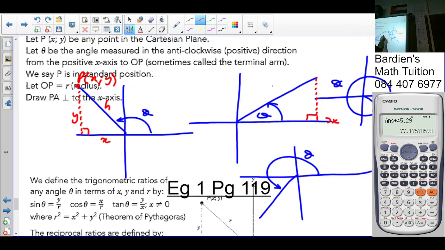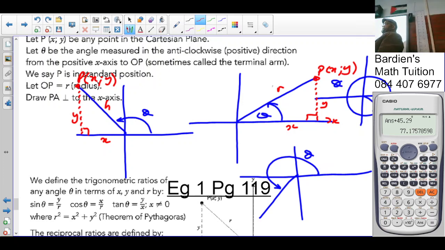Let's go here. If that was P with x and y, this will be your x, your y, and your r, your radius. Does it make sense? You look at the third quadrant. I drop this perpendicular onto the x. You always drop it perpendicular onto the x-axis, never onto the y. Okay? Again, if that is P, which is x and y, that will be your x and this will be your y. You all okay with that?